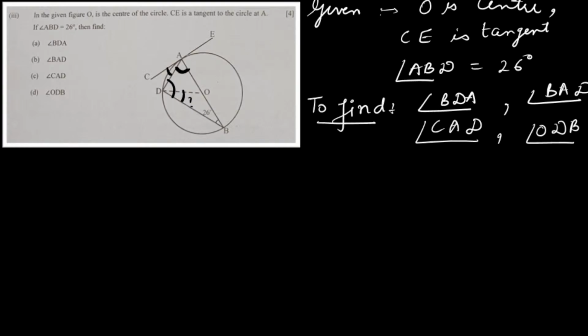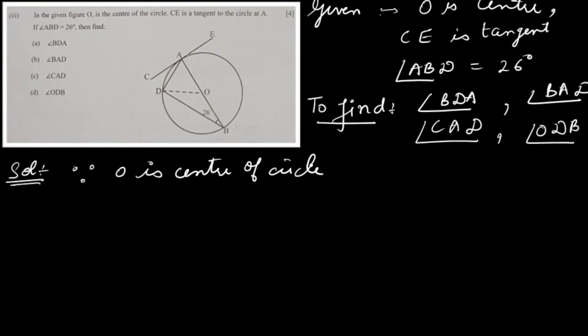I hope you have drawn the figure and you will be finding along with me. So let's do the solution. Whichever angle you feel is the easiest one, you can start with that. Now if O is the center of the circle, what information do we get about AB?